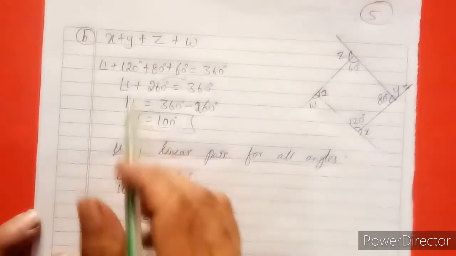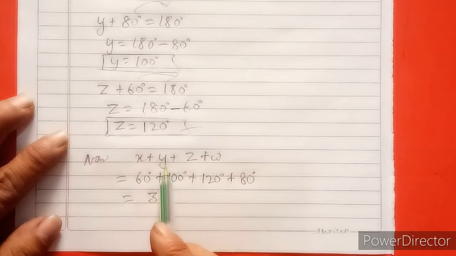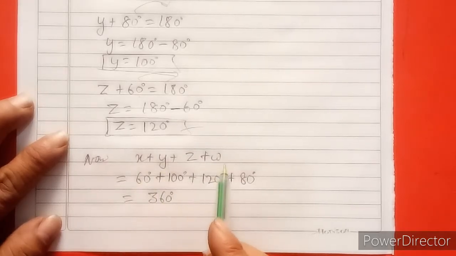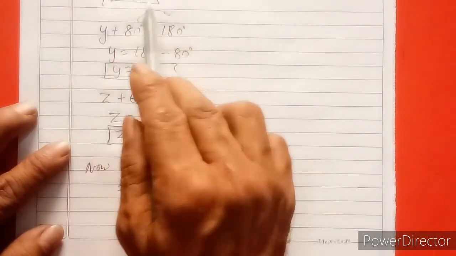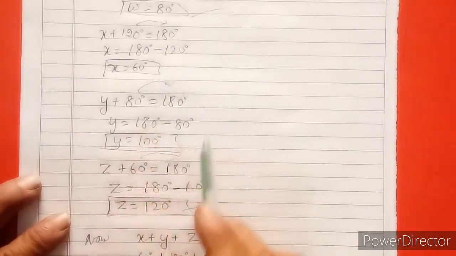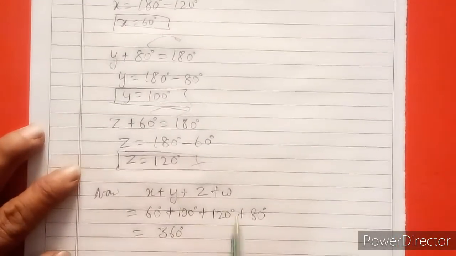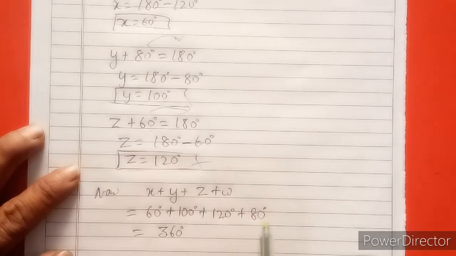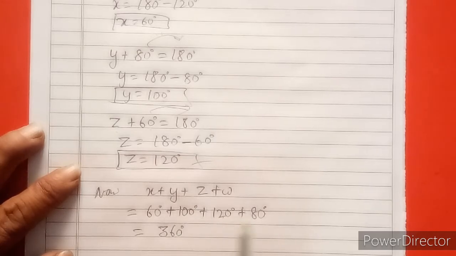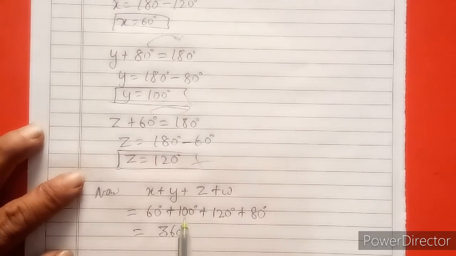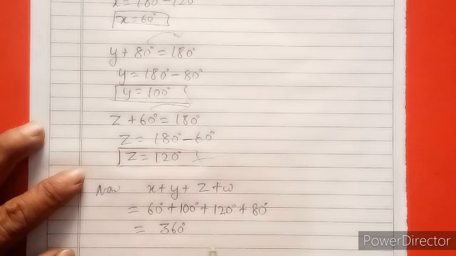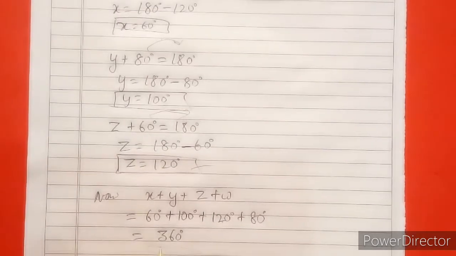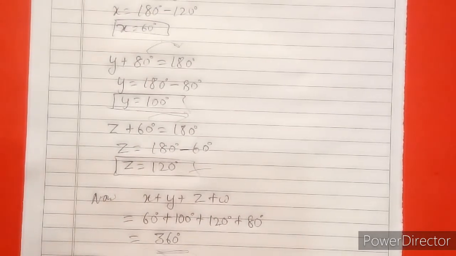According to the question in part B, x plus y plus z plus w, I wrote here. Now the sum of x plus y plus z plus w: x is 60 degrees, y is 100 degrees, z is 120 degrees, and w is 80 degrees. If you add them together, 100 plus 80 is 180, 180 plus 120 is 300, 300 plus 60 is 360. The total sum of the exterior angles is exactly 360 degrees. This exercise is finished.